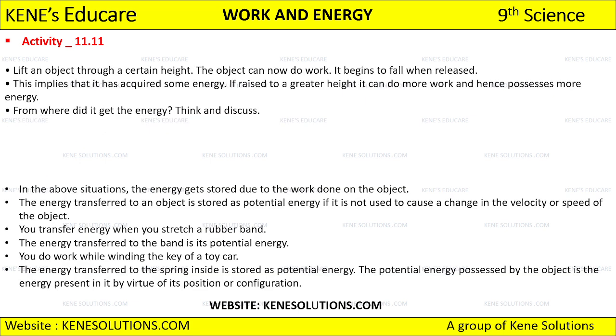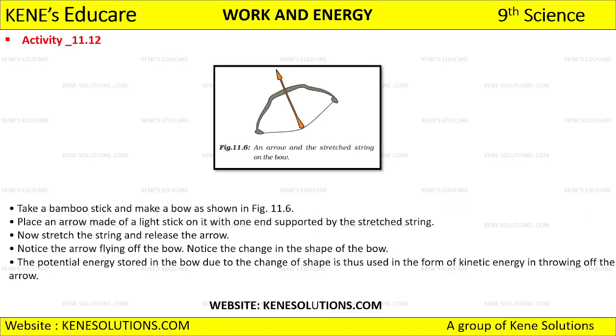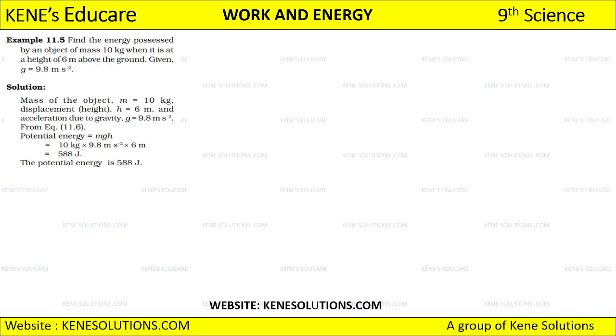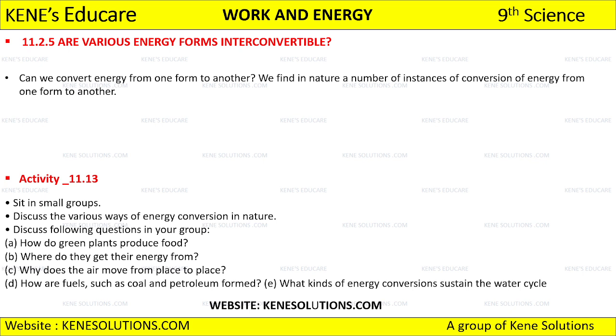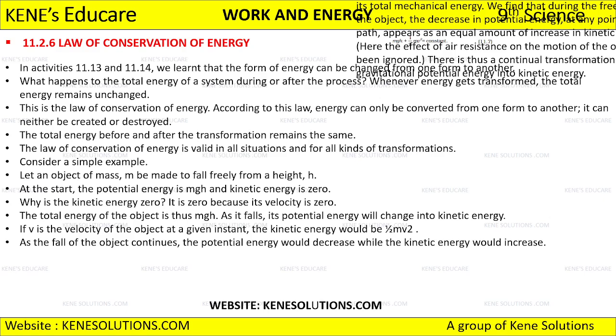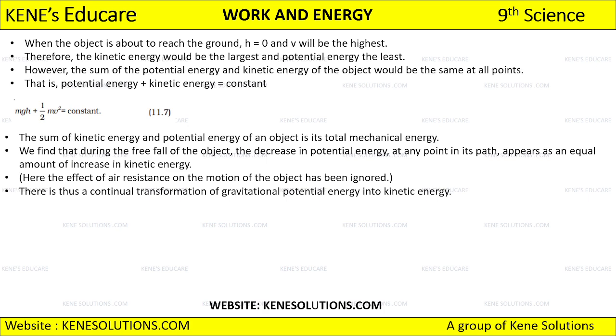After this activity 11.10, we have activity 11.11 and 11.12 that I'm going to continue with in the next part, okay? And after that, we have to discuss the potential energy of an object at a height. What if the object is at a height? In that case, what amount of potential energy is that object going to possess? We'll discuss this in the next part. Then we have example 11.5, 11.6, and then another subtopic to discuss whether these various energy forms are interconvertible or not. We are going to study that through activity 11.13. Then we have activity 11.14 to discuss. After that, we have the law of conservation of energy, which we will discuss in detail, okay?